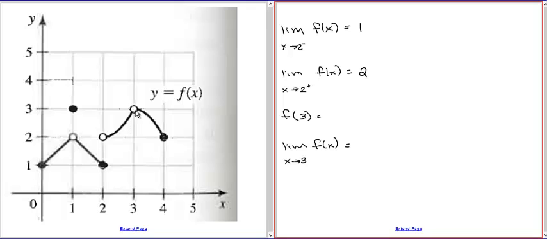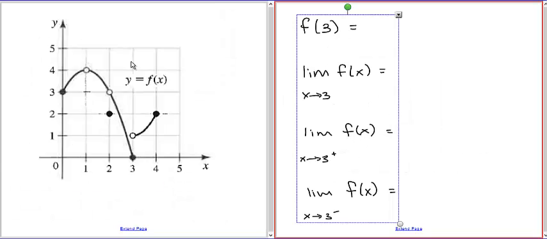F of 3, we have this case that's probably a, well, these are two functions, different functions, so it may not necessarily be indeterminate, but the function does not exist because there's no dot here and there's no continuous line. But the limit does exist because approaching from the left side, I'm approaching y equals 3, and from the right hand, I'm approaching y equals 3.